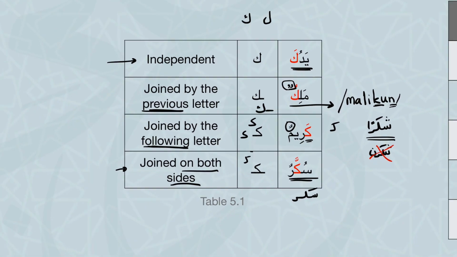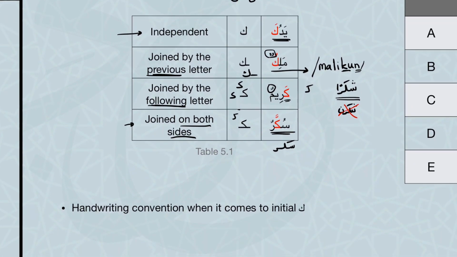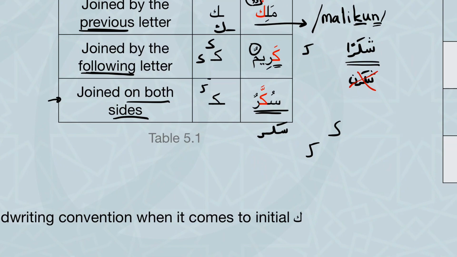So far, as we said, there's a handwriting convention when it comes to the initial kaf. People, as I said, like to write it like this. Some people like to write it like this. In some really extreme cases, especially if you're following a script, you might find the kaf being written like this. This is also a valid convention, but I don't want to confuse you. If you see it, be aware that kaf can be written this way.